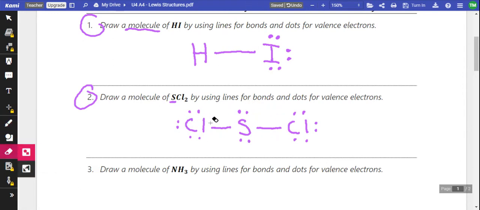This other chlorine is just the same as this chlorine. It's also going to have its original 7 plus 1 more from that bond. So this way, everything is happening. It all works out pretty darn well this way. Okay, so look for an odd atom out to stick in the middle.